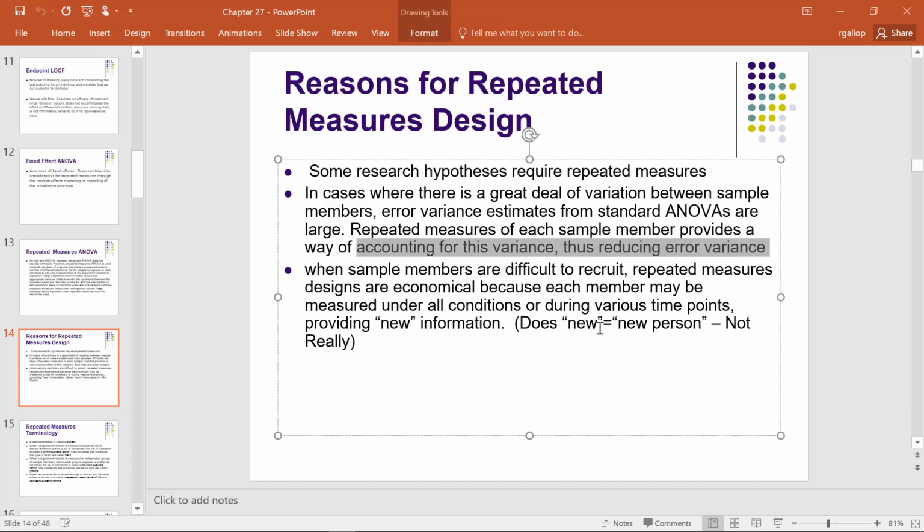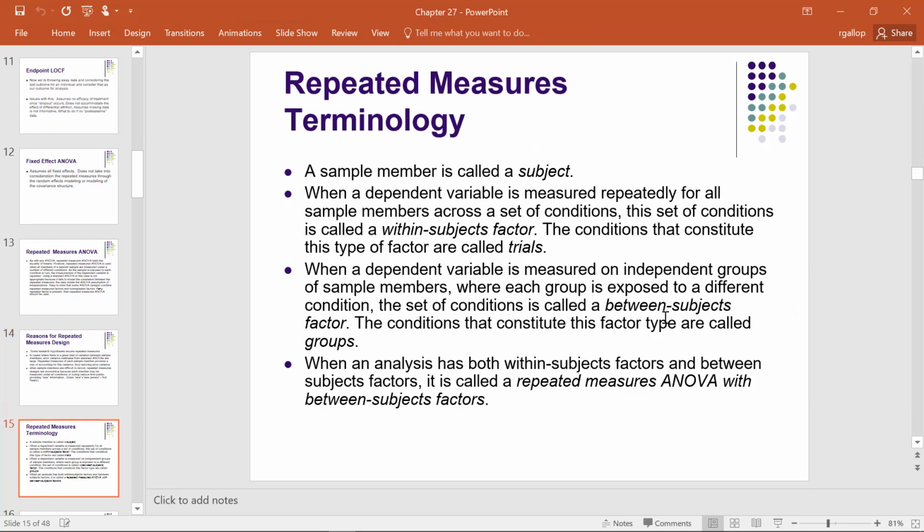The big thing is when we have repeated measures, it's new information. Now, does new information equal a new person? Not really. For us, repeated observations are almost like new data. How much it's like new data all depends on that within subject correlation. If the within subject correlation is 0, then that's pretty good, it's like a new body. If the correlation's 1, then we're gaining no information.